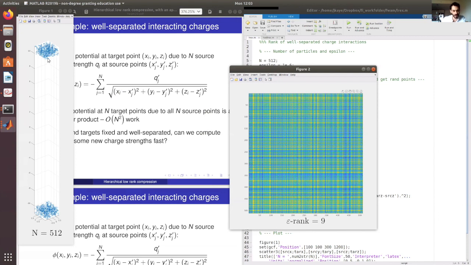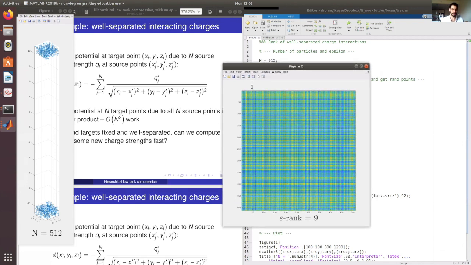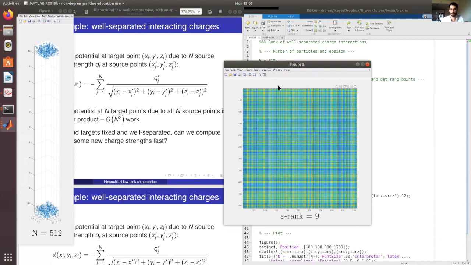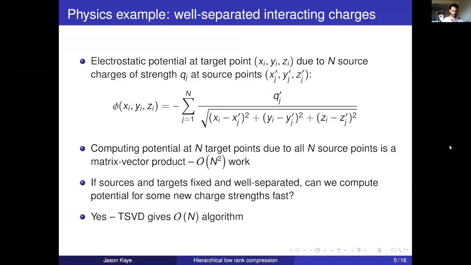So if we take a nearby source charge, we go from this source charge to a nearby one, then those potentials are not going to change very much, okay? So there's some repeated information here. There's some savings to be had. And this is just saying that basically we could pick 9 of these source charges, and by taking superpositions of them with different weights, generate the potential due to every other source charge in this collection. That's the concept of linear dependence. That's low rank. That's what's going on. Okay, so yes, we get an O of n algorithm using the truncated SVD.